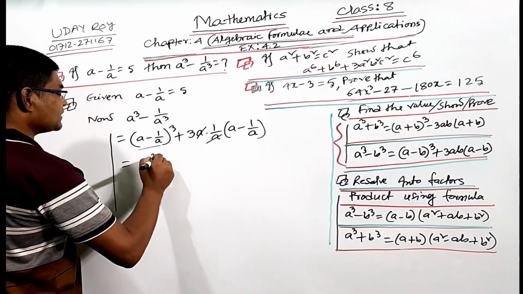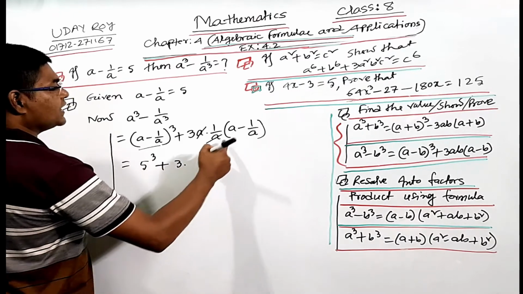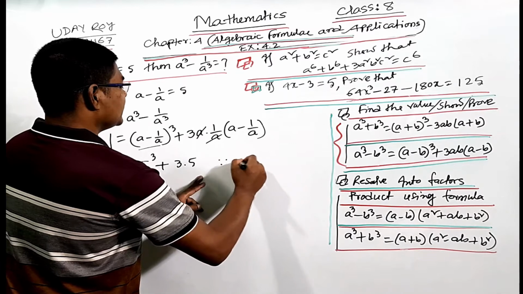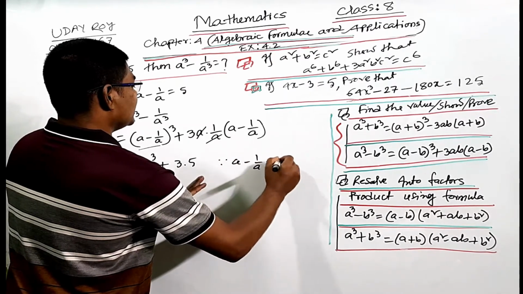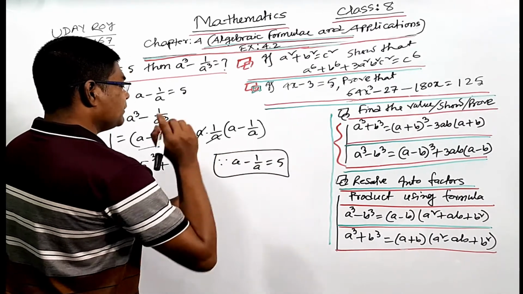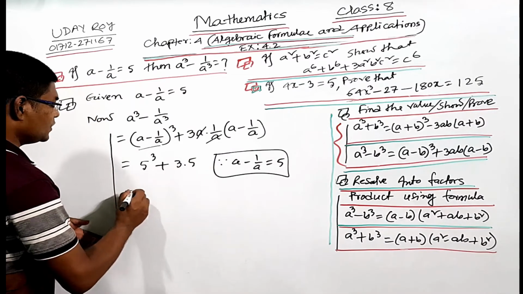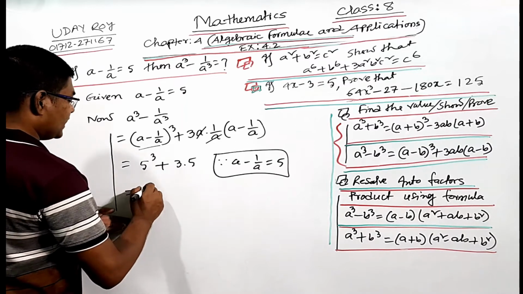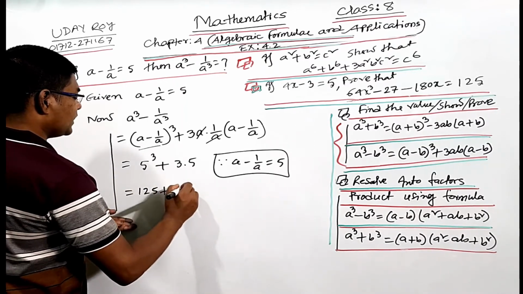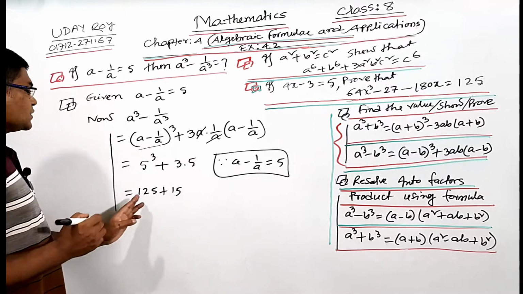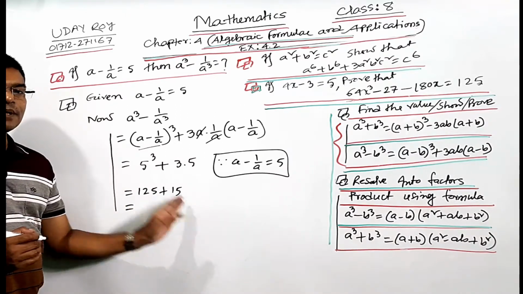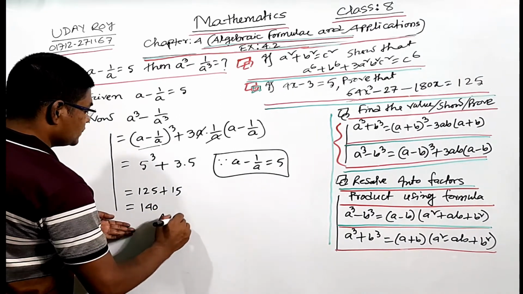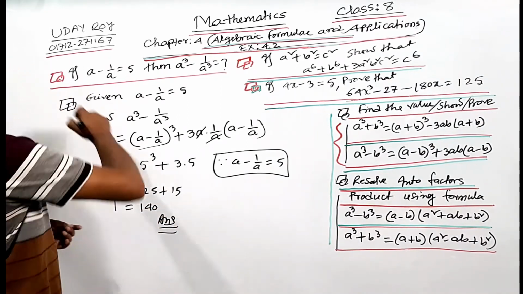Here it is 5. That means 5 cube plus 3. a minus 1 by a equal to 5. You have to write a minus 1 by a equal to 5, keeping it in a bracket. This is the side note. So 5 cube equals 125, plus 15. So 125 plus 15 equals 140. So we have done this.